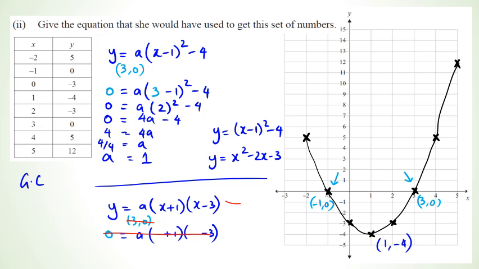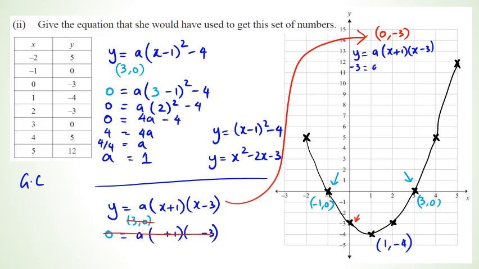Let me see, where else can I work? Maybe choose a different point. I'm going to choose this point here, which is 0, -3. So I've got y equals A times (x plus 1)(x minus 3). So I've got -3 equals A times (0 plus 1), which is 1, times (0 minus 3), which is -3. So I get -3 equals A times -3. Therefore, A equals 1. So I can write my equation as (x plus 1)(x minus 3).